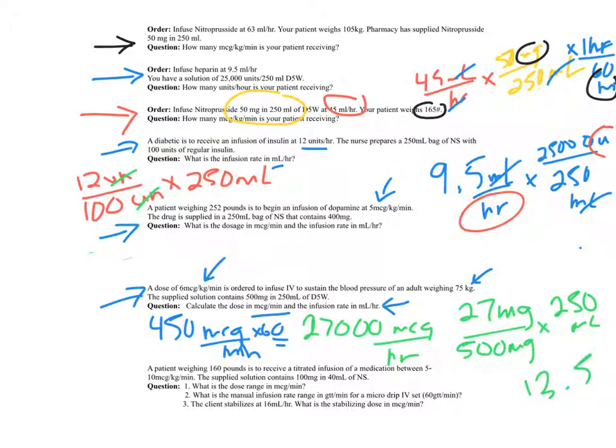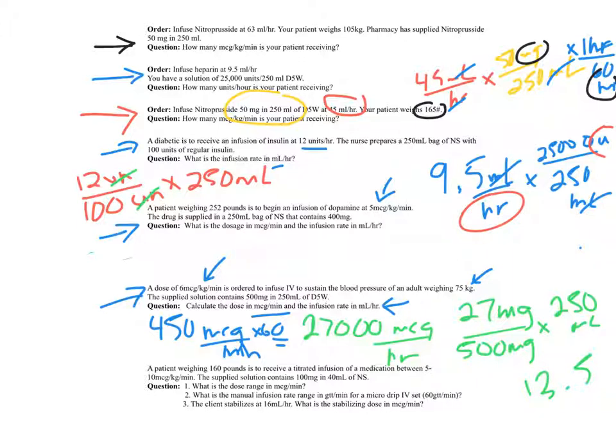And then on that very last one, it says the patient weighing 160 pounds is to receive a titrated infusion of medication between 5 to 10 micrograms per kilogram per minute. Again, here's the supply. So it first wants to know what is the dose range in micrograms per minute. So the only difference between the one that we just looked at and the one that we are getting ready to do here is that we'll have 2 answers. For 1, for 2, and then there's a different one for number 3. So let me actually walk through this one.